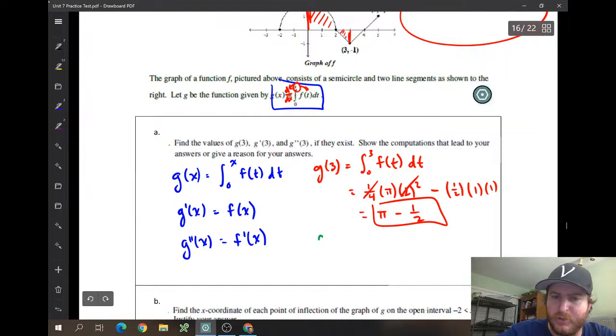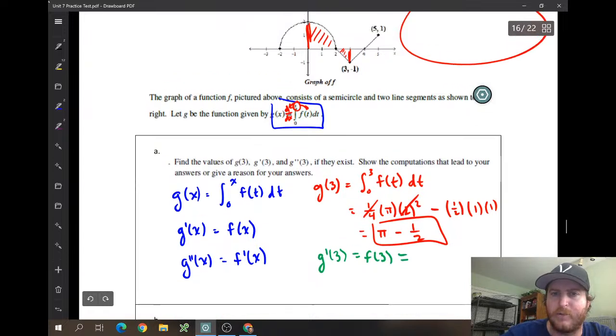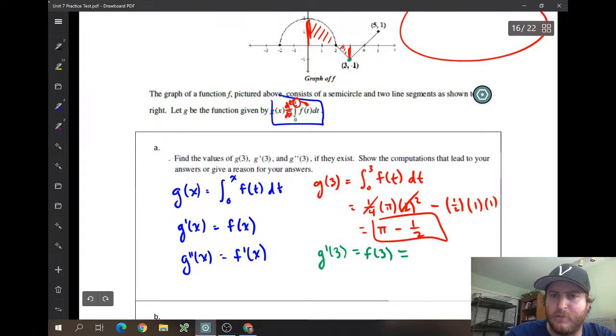For g prime of 3, I like to write g prime of 3 equals f of 3. That way the reader, whoever's grading my test, knows exactly where I got it from. So f of 3 they gave me was -1.